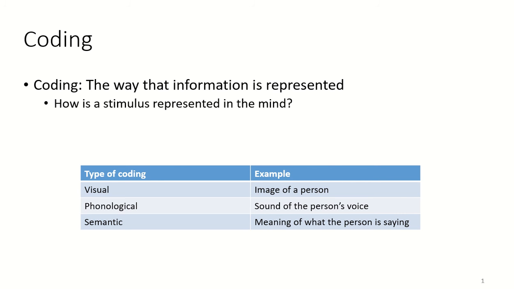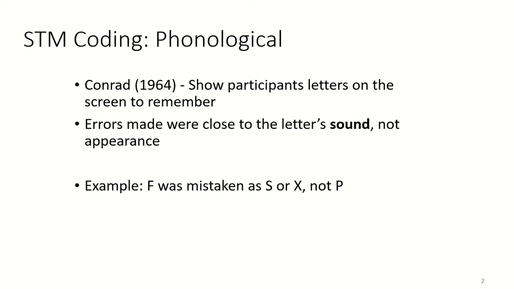Semantic meaning meaning. So these codes may actually be used when we encounter information, and people may actually sometimes use more verbal phonological codes, sometimes more visual codes, sometimes more semantic codes, depending on what they're actually dealing with. So there's some evidence that people use phonological codes.